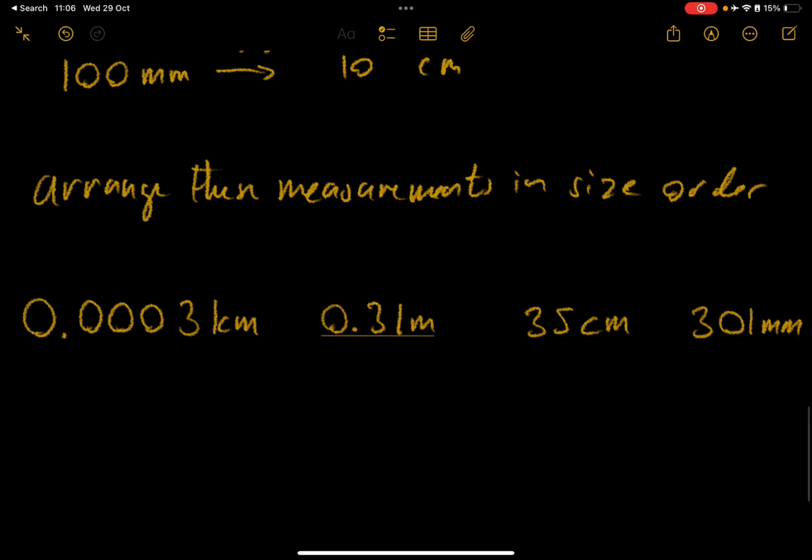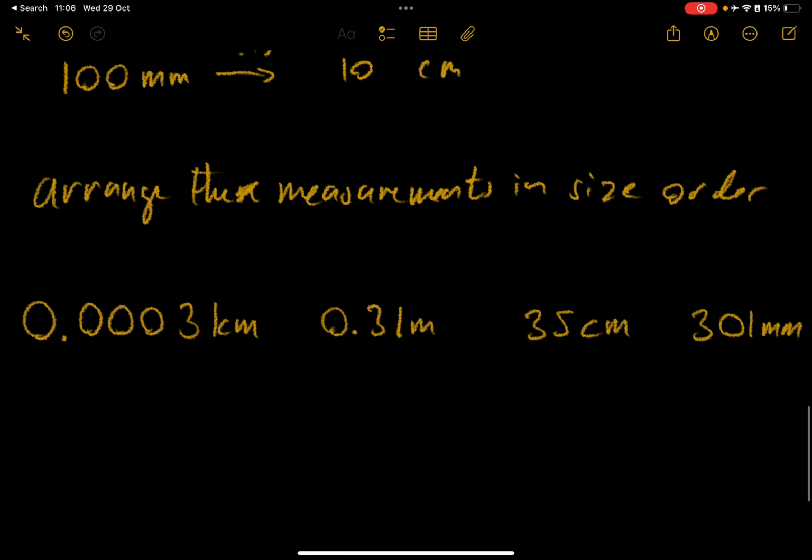Now, here's a typical question involving that kind of skill. Arrange the measurements in size order. So we've got 0.0003 kilometers, 0.31 meters, 35 centimeters, and 301 millimeters. Some of them may be fairly obvious to you to begin with. Here's something which can throw people off. 301 is definitely a bigger number than 0.31, but because we're dealing with different units, it's slightly more difficult to compare them.